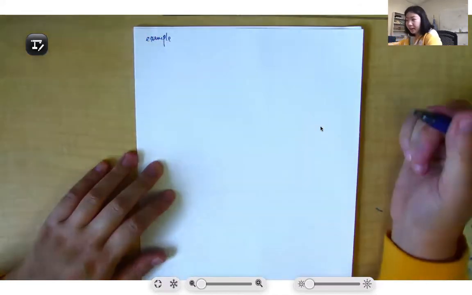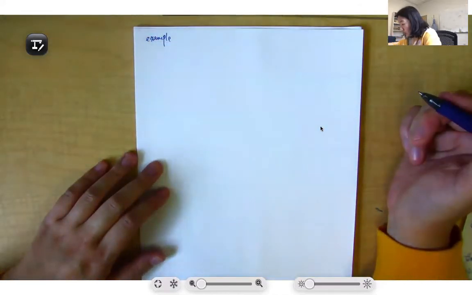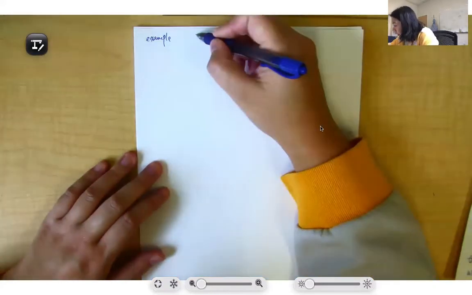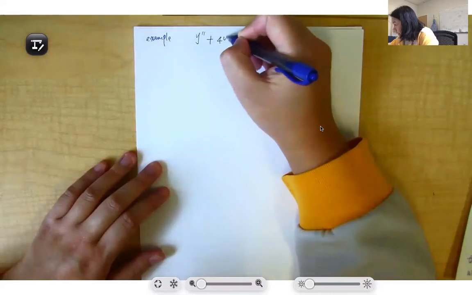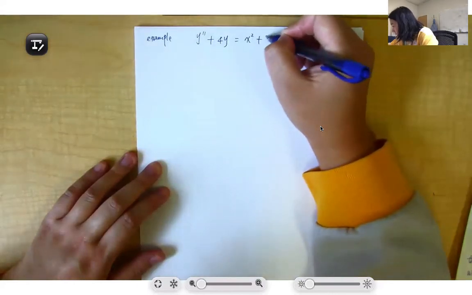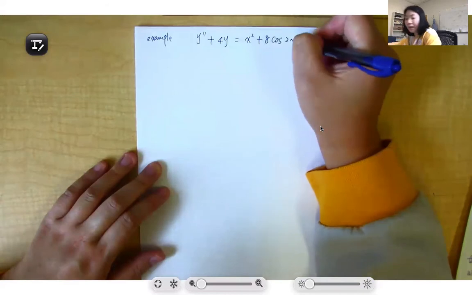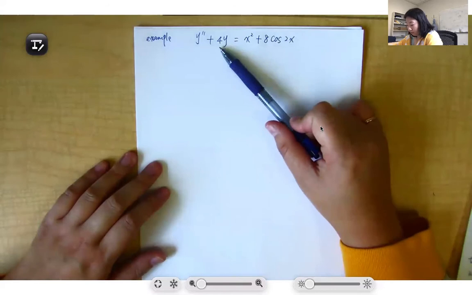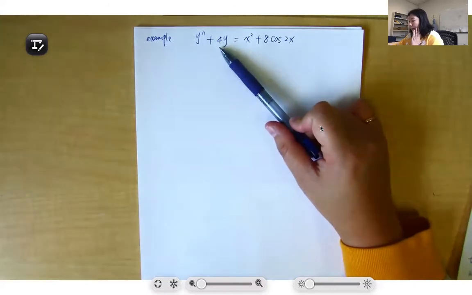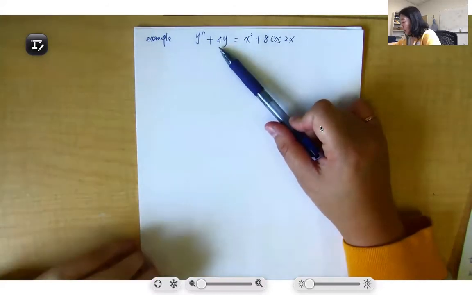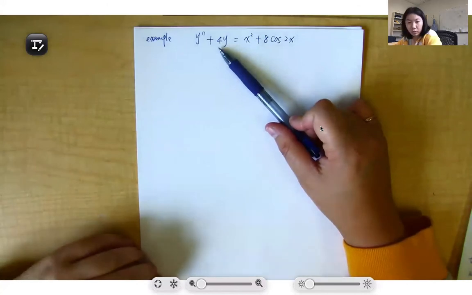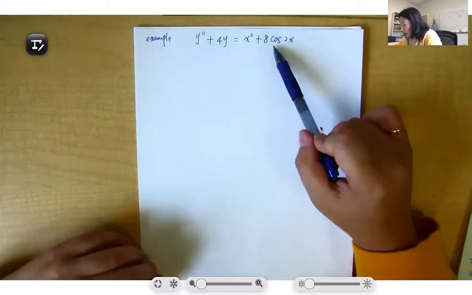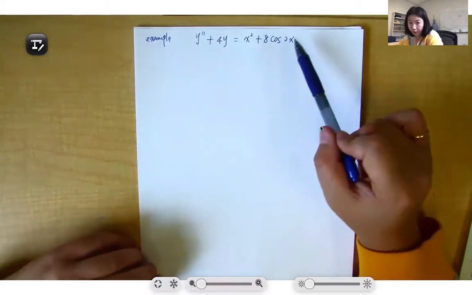And this will be a second order linear ODE with constant coefficient. So y double prime plus 4y equals x squared plus 8 cosine 2x. As you see, this is a second order linear ODE with constant coefficients, right? Then first, we know that the general solution form will combine both the homogeneous part and the particular part because the forcing function is not zero.